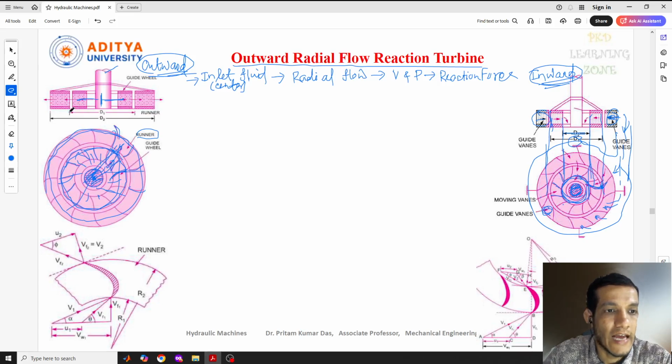So you can see the diameters. This is diameter D1, the inner diameter of the runner, and the outer diameter of the runner is D2.